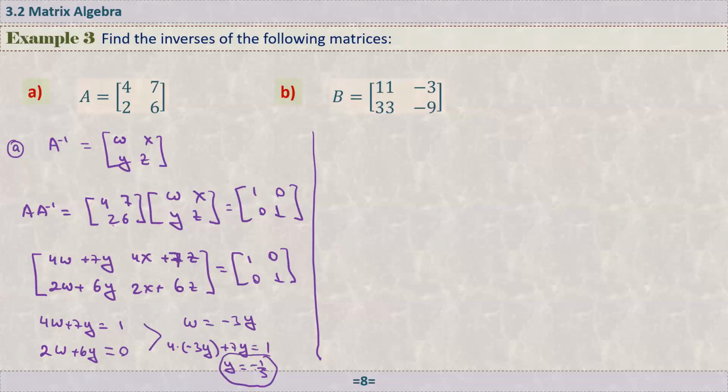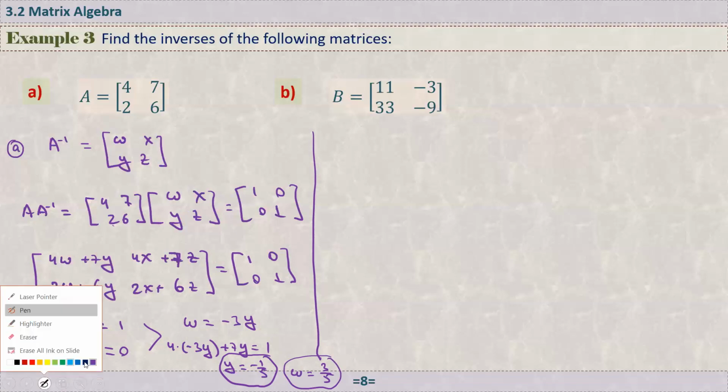Okay. If Y equals this, then what is W? Then W is equal to minus 3 times minus 1 over 5, so it is 3 over 5. Okay, we got it.